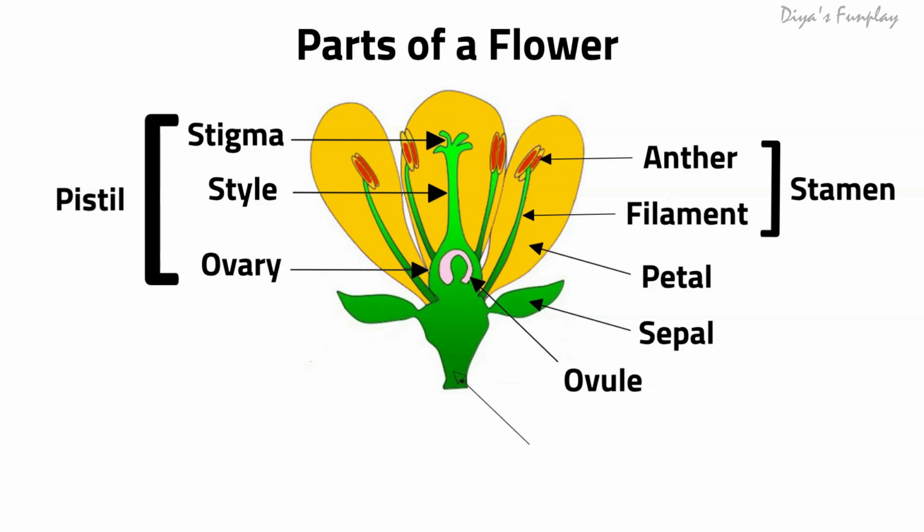The stalk of the flower is the lowermost part of the flower. The stalk serves as a support for the other parts of the flower. Receptacle is the part of a stalk where the parts of the flowers are attached.